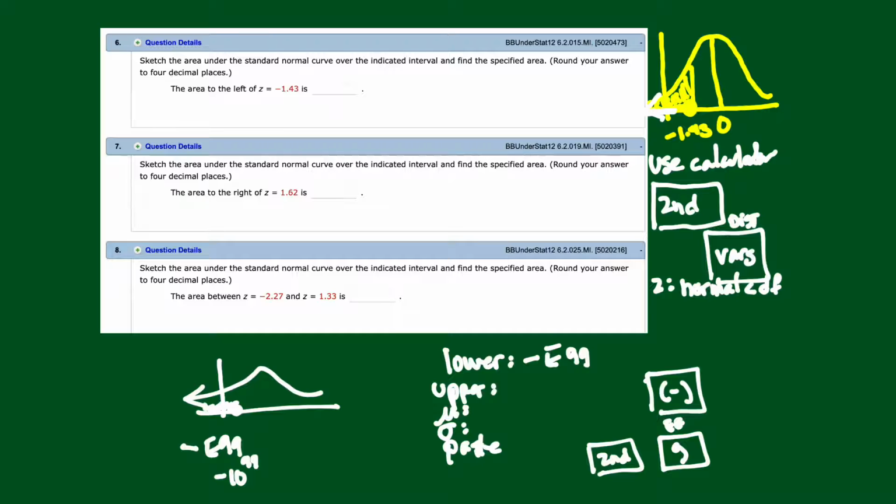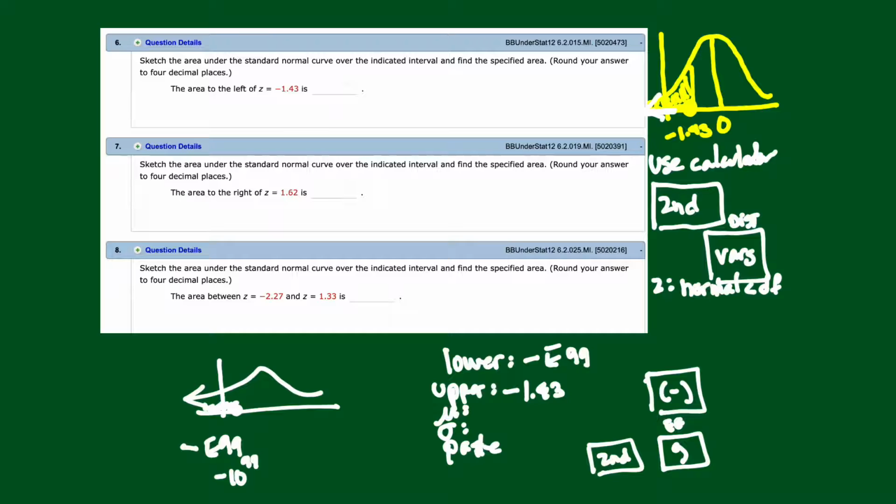Then type 99. So here's what you're going to do: press negative, then second, then the comma. You only get one E, and then type in 99. That's essentially like negative infinity. Then for upper, what do we want? Upper is our upper limit, negative 1.43.